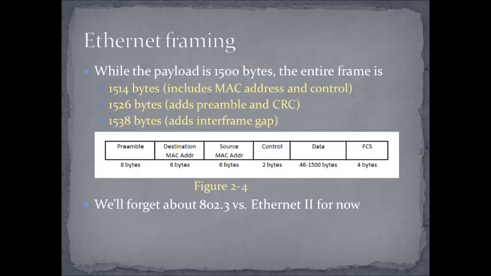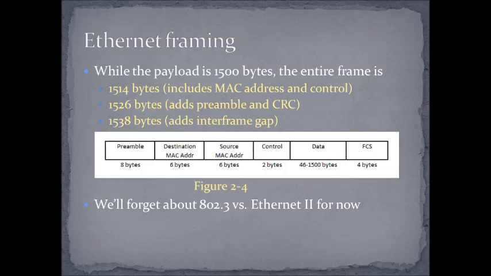Now, what does that mean? When we say the payload is 1500 bytes, we're not taking into account the rest of the frame. Depending on what you're looking at or what fields you're taking into account, you might have different sizes for the frame. So let's talk about that for a sec. The payload is 1500 bytes, but if we add the source and destination MAC address, 6 bytes each, and if we add the control field, that's another 2 bytes, we get 1514 bytes.